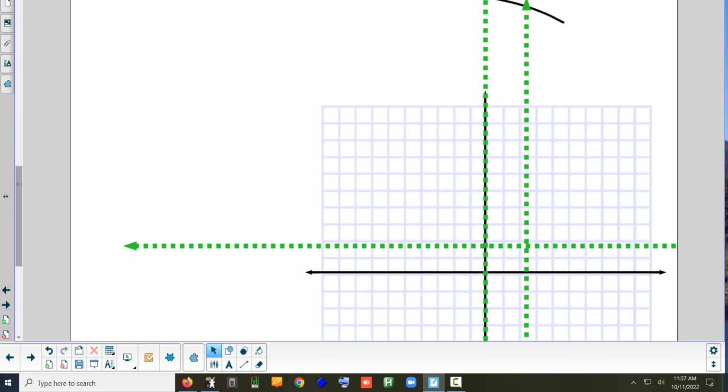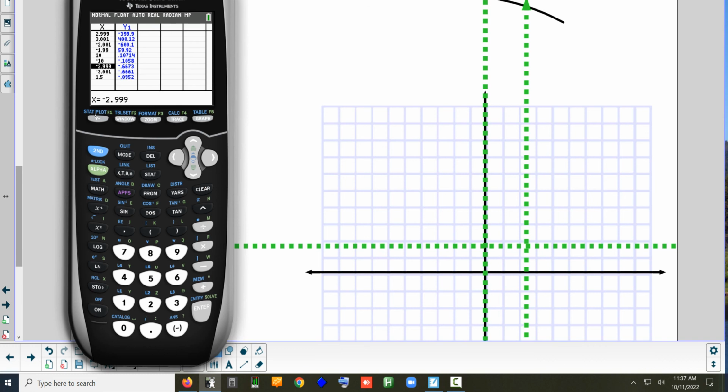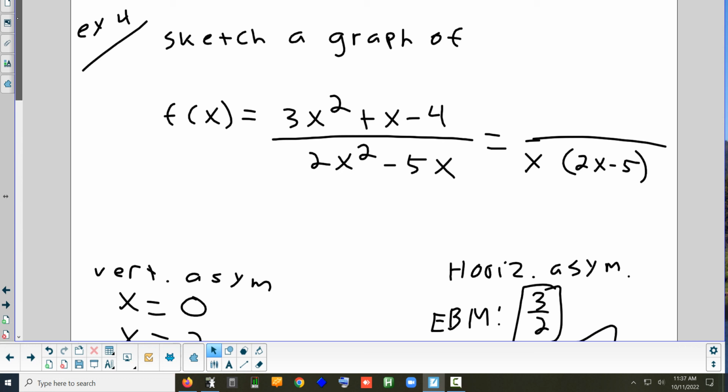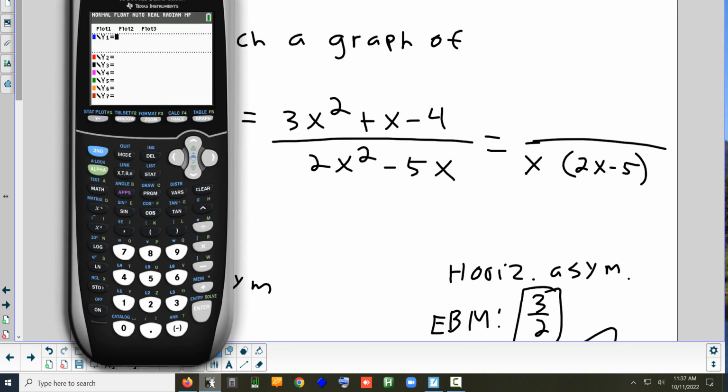What I want to do now, which I could do by hand, but it's faster if I use the calculator, is plot some points near the asymptotes to get an idea of what's going on. So we've got 3x squared plus x minus 4. Again, make sure you put that in parentheses. And then put in divided by 2x squared minus 5x.